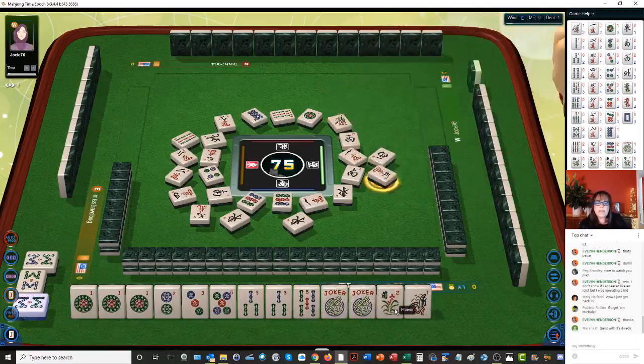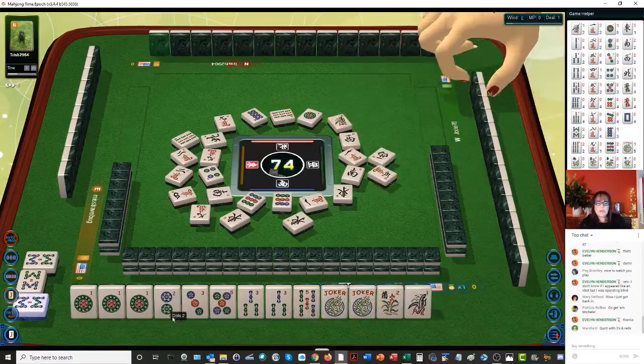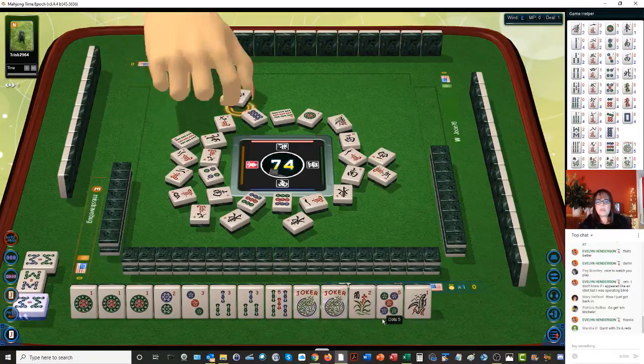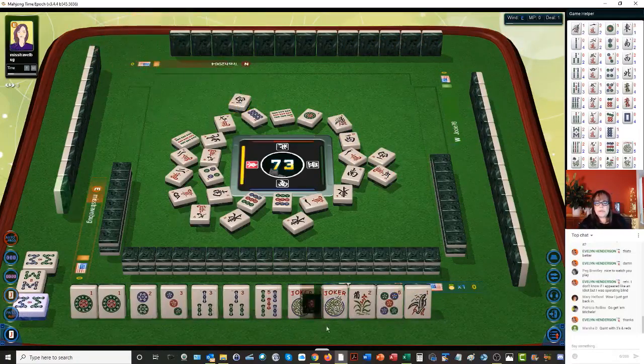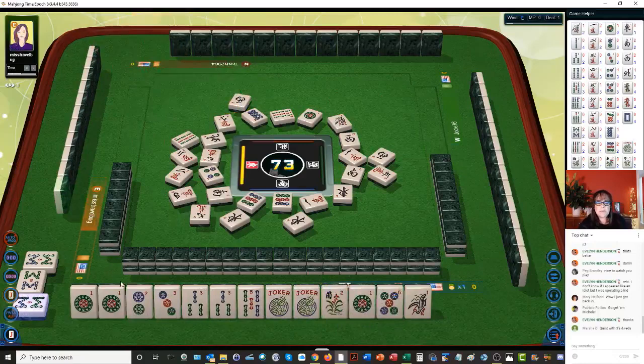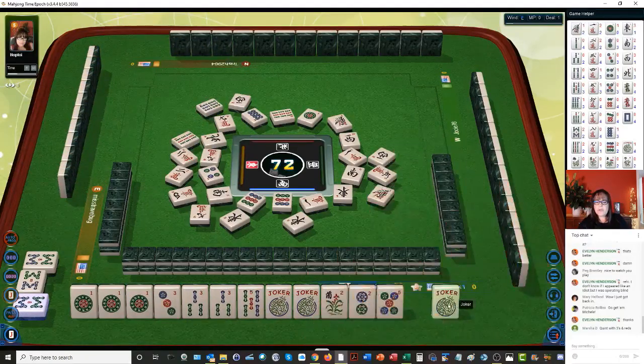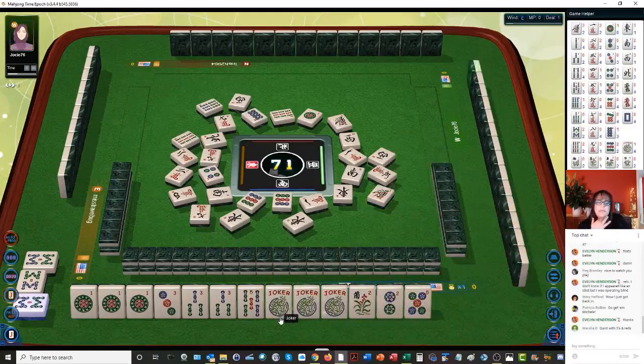1, 2, 3, 4. There are no four bams out. I would hold the two dot and see. We might be able to use that. Oops. Six bamboos. There's another joker. One bamboo. Okay, so second hand down.